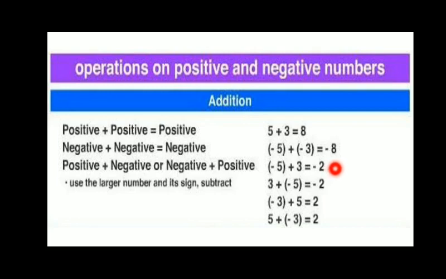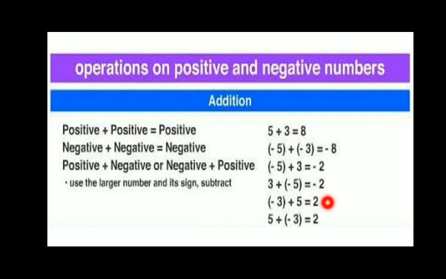Now consider minus 3 plus 5. Here signs are different. So again subtract 5 minus 3 equals 2. And here 5 is the larger absolute number which has positive sign. So your answer should also have positive sign.